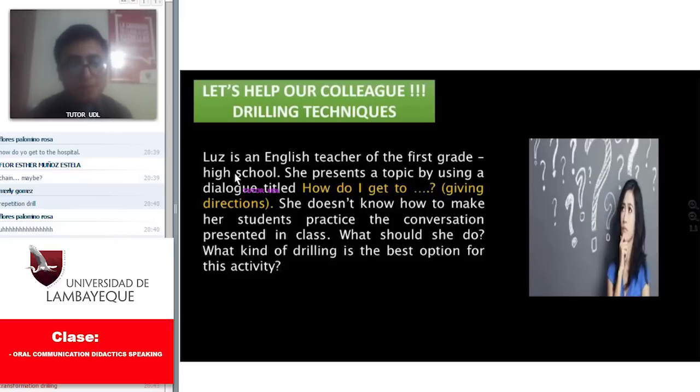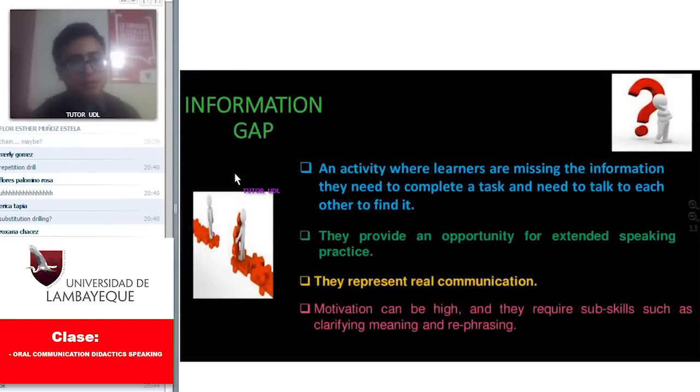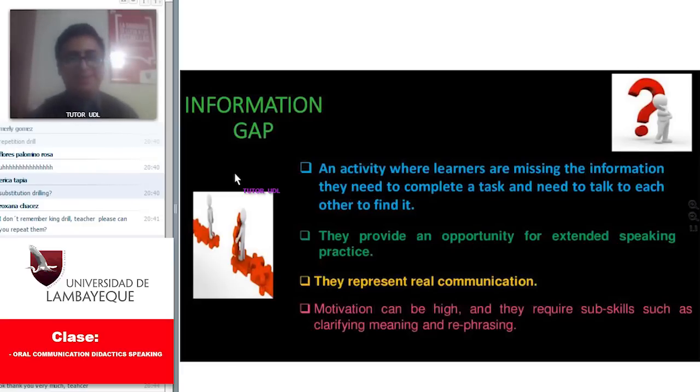Remember, it's similar to repetition drilling, but the difference is that when you ask all the students to repeat chorally, in that case it's choral drilling. But if you ask just one student, or two students, to repeat, in that case that is repetition drilling. But of course, they are quite the same. Okay, very nice. If you don't have any questions, let's go to the next technique. No problem, Roxana, we are here to help you.